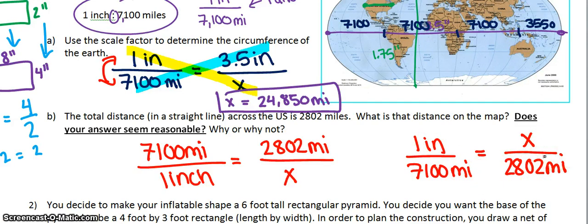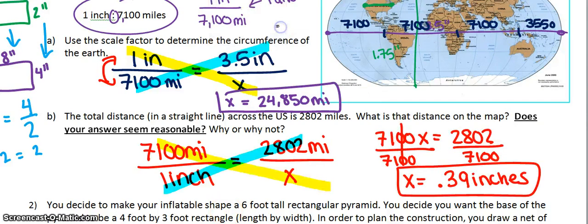So I want you to pause the video and go ahead and do cross multiplication to solve that. I'll come back with the answer. Okay, no matter how you did the cross multiplication, which equation you use, you should get about 0.39 inches, so less than an inch, which does make sense because if the whole circumference is 3.5 inches, our distance across the United States should be a lot less.